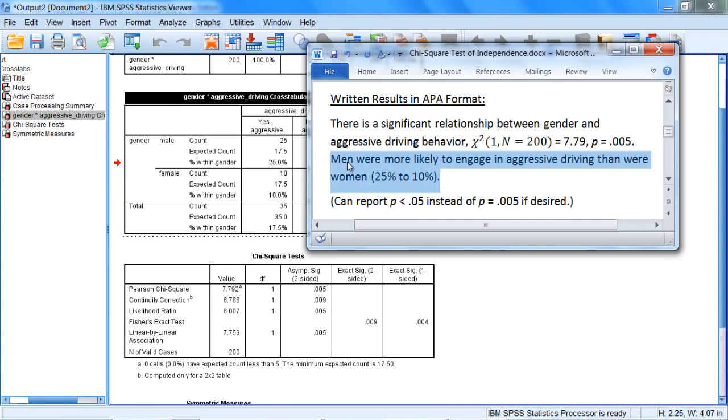And that's what we did here. We said that men were more likely to engage in aggressive driving behavior than were women. And then notice in the parentheses, we provided the percentages as well, which you saw on the table here, 25% and 10% respectively. Now that's optional whether or not you provide these percentages, but it does provide more information to the reader. And as always, you could report, since we used alpha of 0.05 here, p is less than 0.05, instead of reporting the exact p-value, if desired.